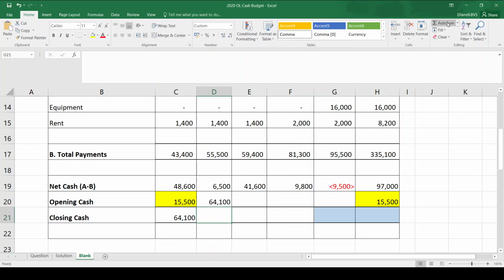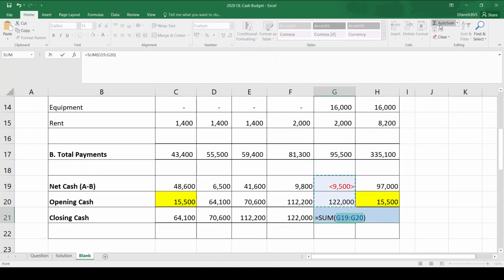Again, I'm going to add these down to come to 70,600. Closing cash here will be my opening cash here. Again, I'm going to add these down. They're both positive figures and they come to 112,200. Again, closing cash this month will be my opening cash the next month. Again, I'm going to add those down, 122,000. Closing cash there will be my opening cash in the last month. And now minus 9,500 plus 122 comes to plus 112,500.